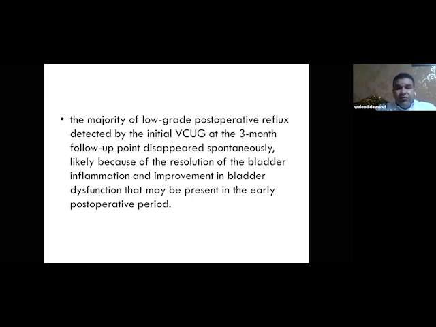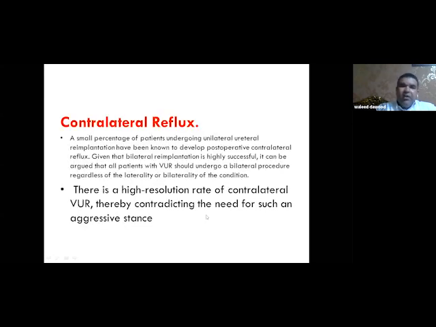The majority of low-grade post-operative reflux detected by the initial VCUG at 3 months follow-up will disappear spontaneously, likely because of the resolution of the bladder inflammation and improvement of bladder dysfunction that may be present in the early post-operative period, which may cause temporary reflux.